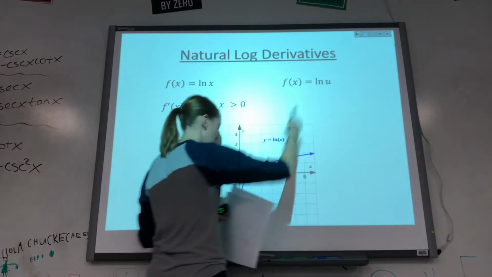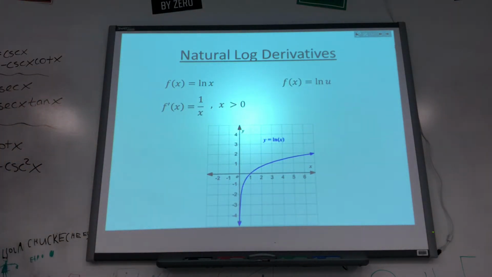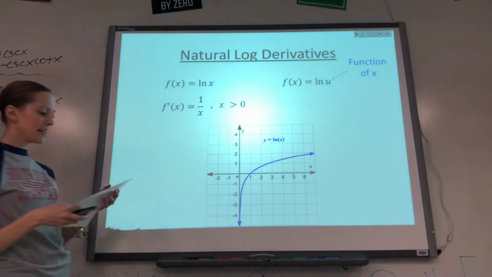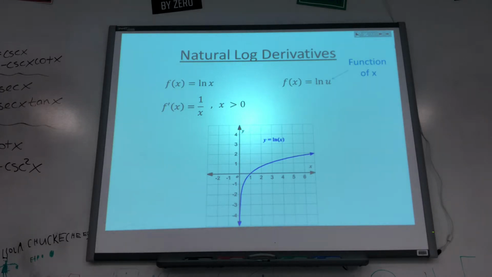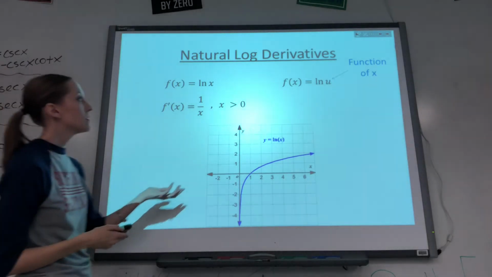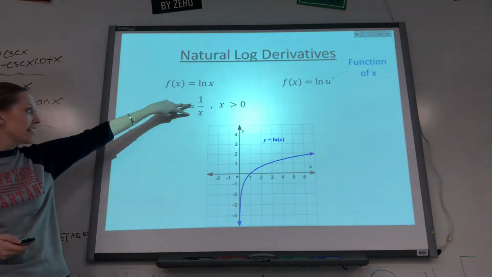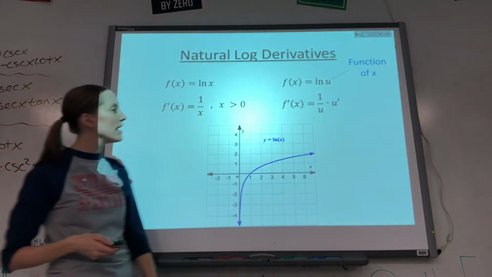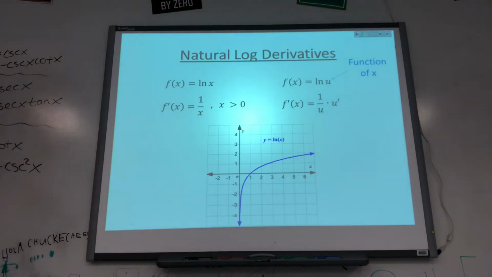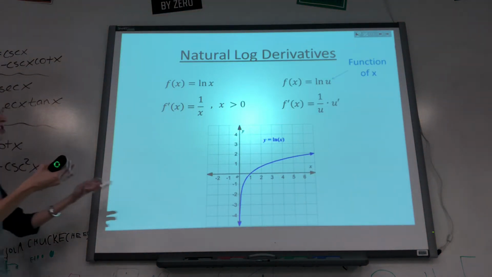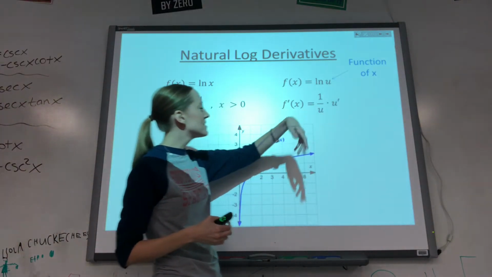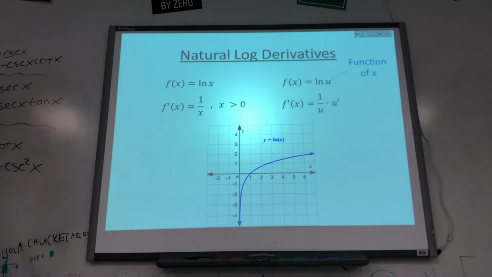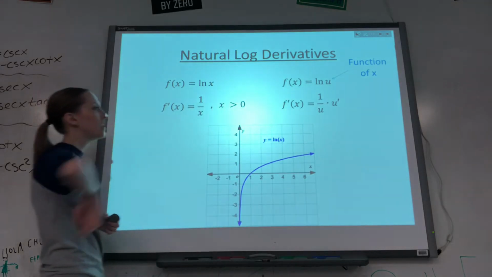Okay, now what if you have a natural log of not just x, but something other than x? So in this case, we're writing it as natural log of u. Well, it starts out kind of like this. The derivative is going to be 1 over u, whatever was the function of x part. But you also have to multiply by the derivative of u. U prime is just saying the derivative of the part that was with the natural log.